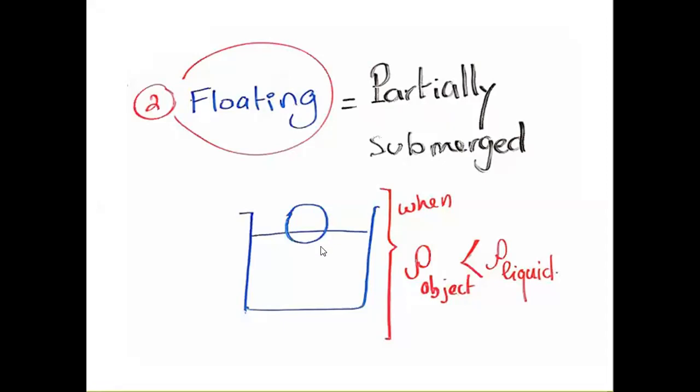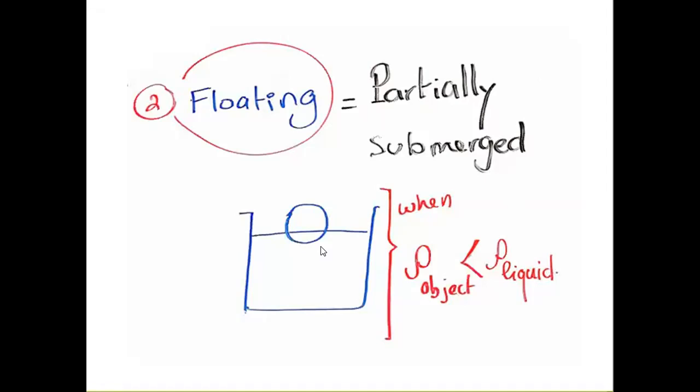Part of it is submerged in the fluid. Okay, so when we say floating object, it means part of the object is submerged and the other part is out of the surface. Is it clear now? Okay, thank you. You're welcome.